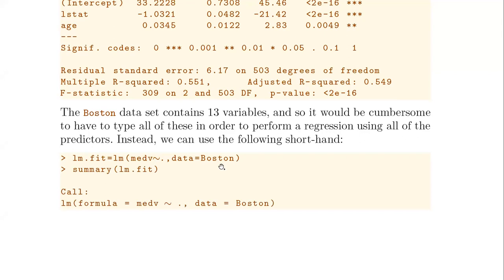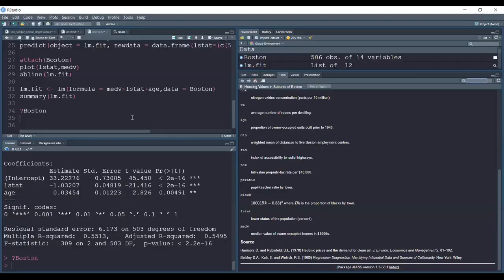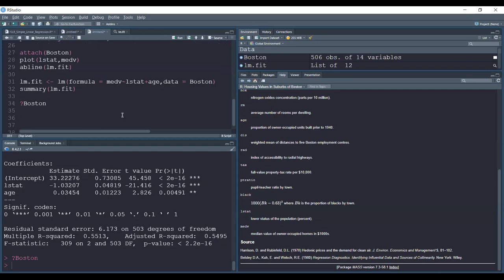The Boston dataset contains 13 variables, and so it would be cumbersome to have to type all of these in order to perform a regression using all of the predictors. Instead, we can use the following shorthand. So if you write a dot, that means you're going to take all the variables other than the response variable. Something that's entirely new to me as well.